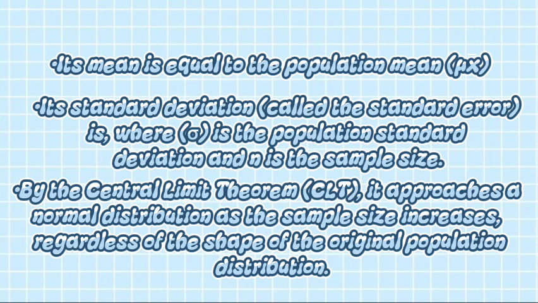The first one, its mean is equal to the population mean, mu sub x bar. Second, its standard deviation, called the standard error, is sigma over the square root of n, where sigma is the population standard deviation, and n is the sample size. Third, by the central limit theorem (CLT), it approaches a normal distribution as the sample size increases, regardless of the shape of the original population distribution.